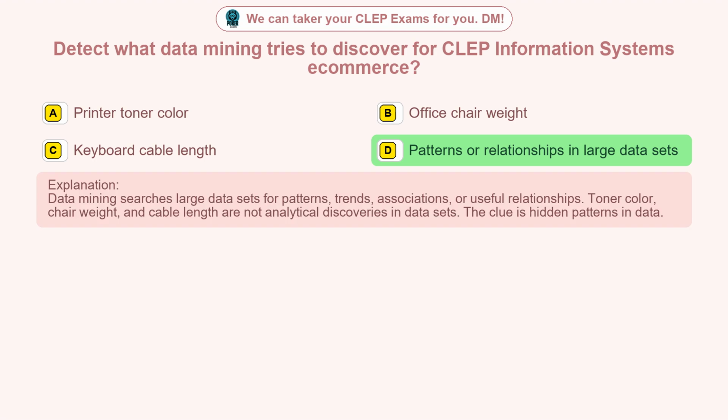Data mining searches large data sets for patterns, trends, associations, or useful relationships. Toner color, chair weight, and cable length are not analytical discoveries in data sets. The clue is hidden patterns in data.